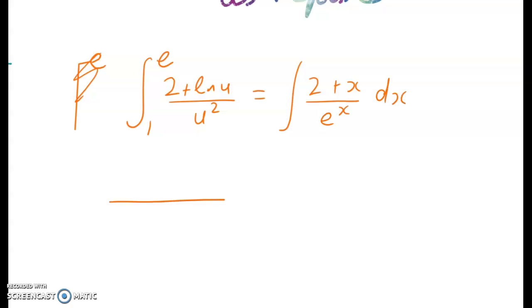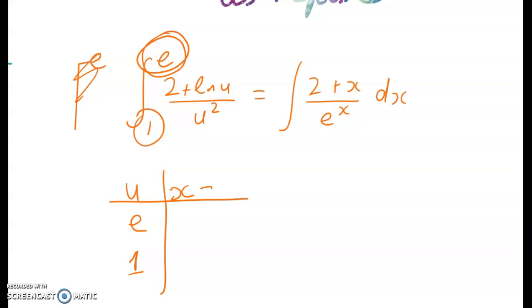So we need a little table that switches us out. So here we've got our u limits. They are e and 1. And here we've got our x limits. So we know that x is equal to the natural log of u. So x is equal to the log of e, which is 1, and the log of 1, which is 0.